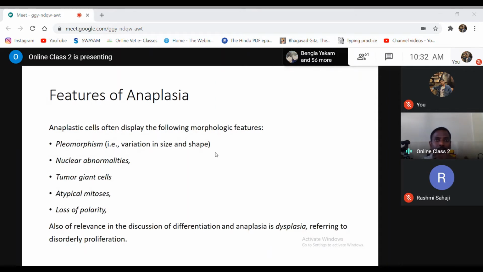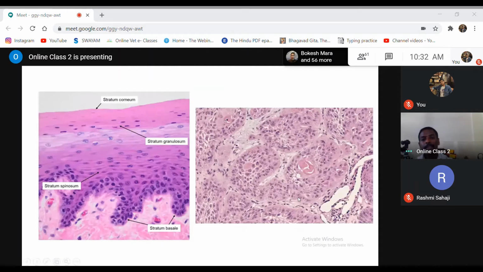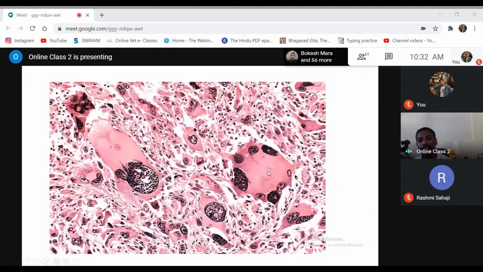Then the third feature you can find, an anaplastic feature, is the presence of giant cells. Again, this picture is actually a picture of a giant cell. This is a tumor giant cell. What is a giant cell? When you say a giant cell, you find multiple nucleus, especially multiple nucleus in a large sized cell. Giant is a term used for a large type of cell which is having multiple nucleus in it.